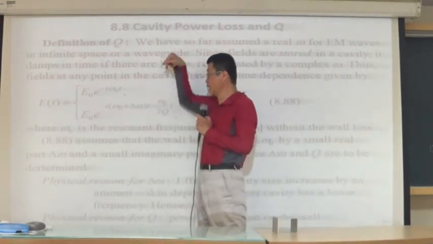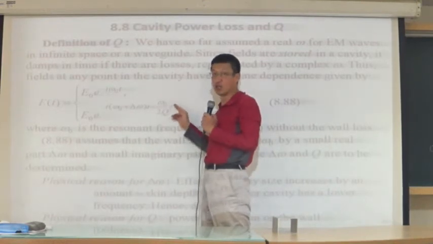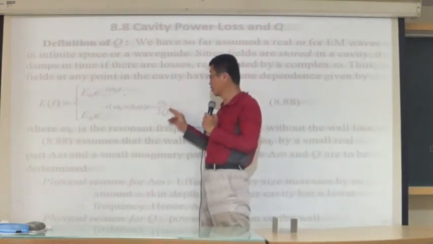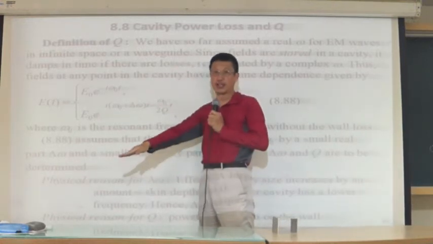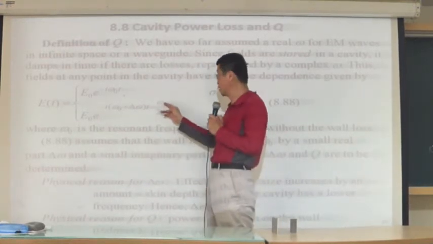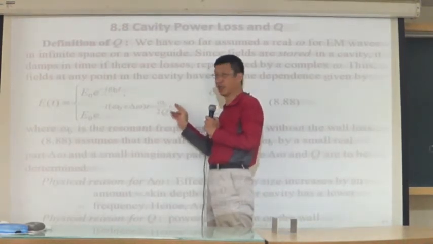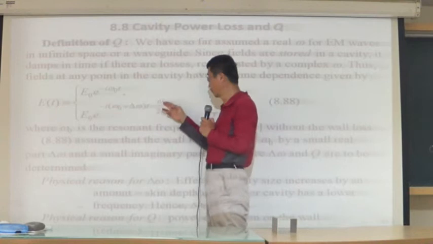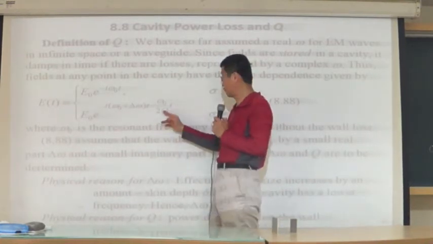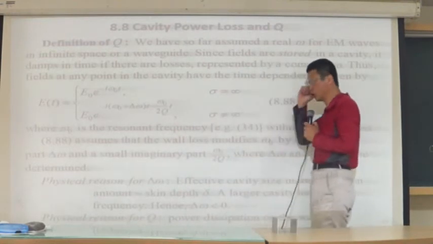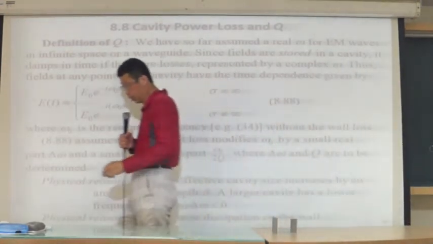Second, for Q, because energy will be lost, the field will decay exponentially in time. So let's represent the exponential decay rate. Omega 0 times T is constant, and Q will be dimensionless. From this viewpoint, Q is dimensionless, just a number.